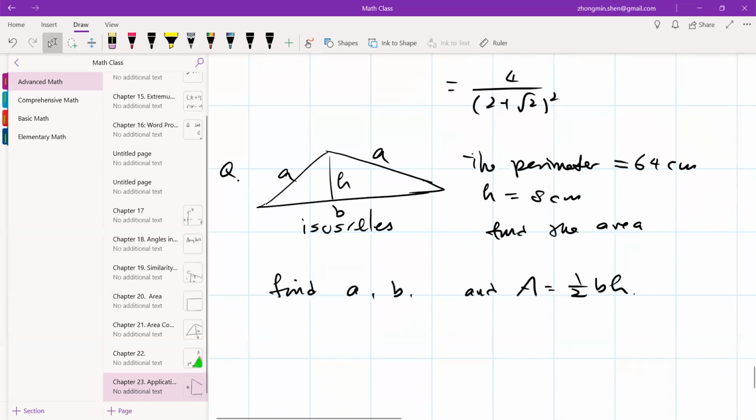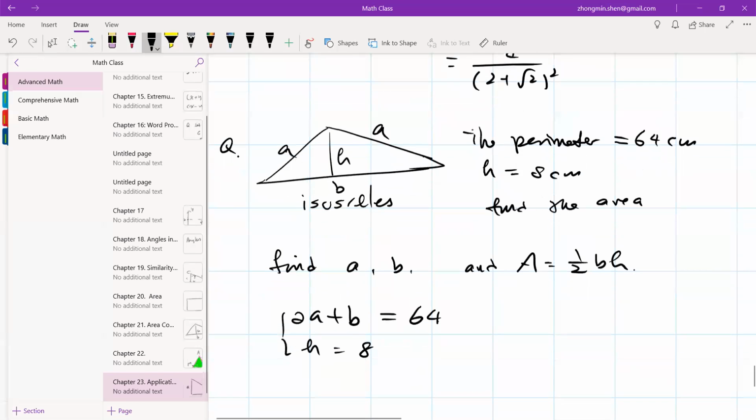Yeah, write down the given information. We are given 2a plus b equals 64, right? You're also given h is going to be 8. Can you determine a and b?